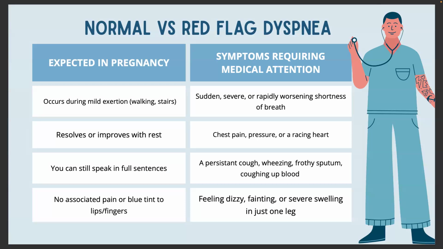Dizziness and fainting. Pregnancy is going to lower systemic vascular resistance. We're going to talk about this in the next slide a little bit more. But because of that decreased systemic vascular resistance, it can actually end up masking signs of early shock. So syncope may reflect respiratory or cardiac compromise.